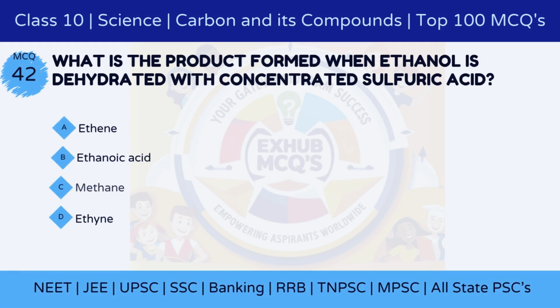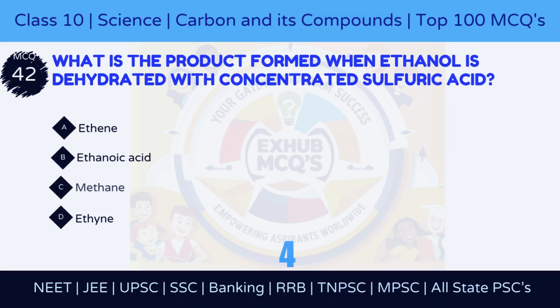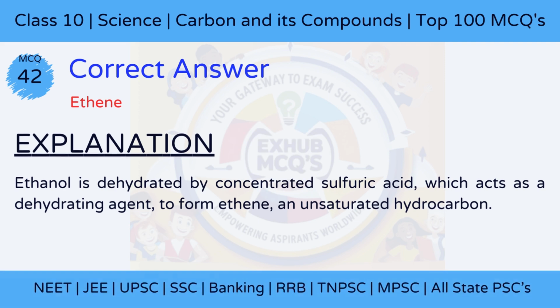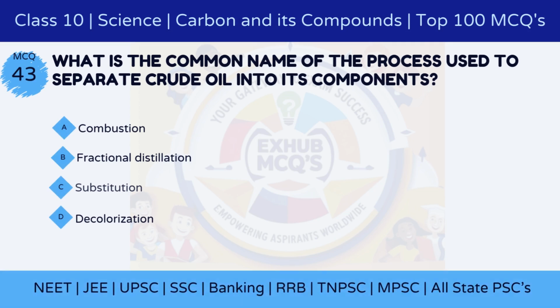MCQ 42. What is the product formed when ethanol is dehydrated with concentrated sulfuric acid? Option A, ethene. Option B, ethanoic acid. Option C, methane. Option D, ethyne. The correct answer is option A, ethene. Explanation: ethanol is dehydrated in the presence of concentrated sulfuric acid, acting as a dehydrating agent to produce ethene, an unsaturated hydrocarbon.